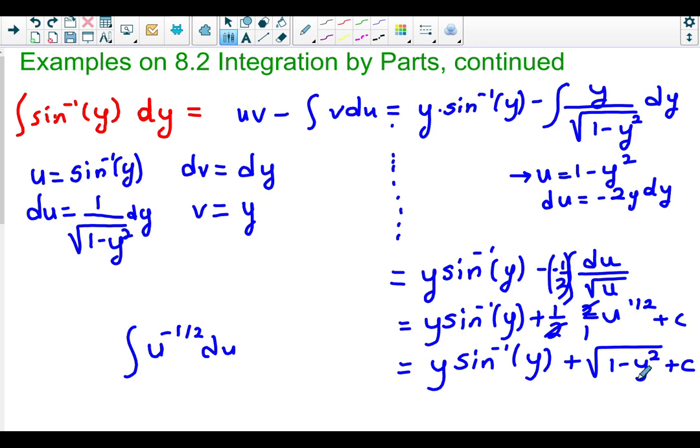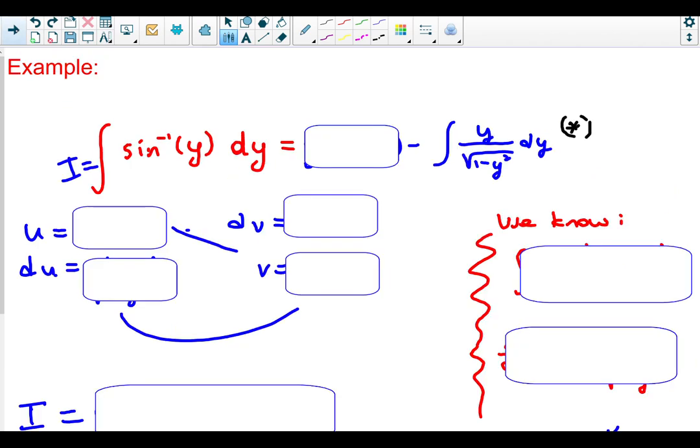Okay, any questions? Please let me know in class or send me an email. For now, one thing we've learned from this example is that we can integrate a single inverse trig function using integration by parts. Okay, we're going to do a few more mixed examples now, applying the same technique.